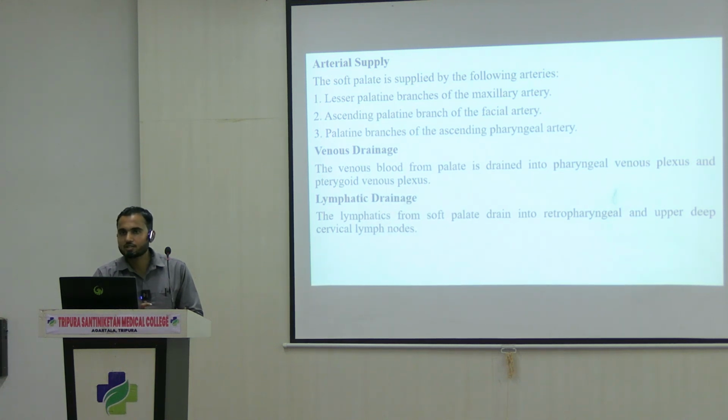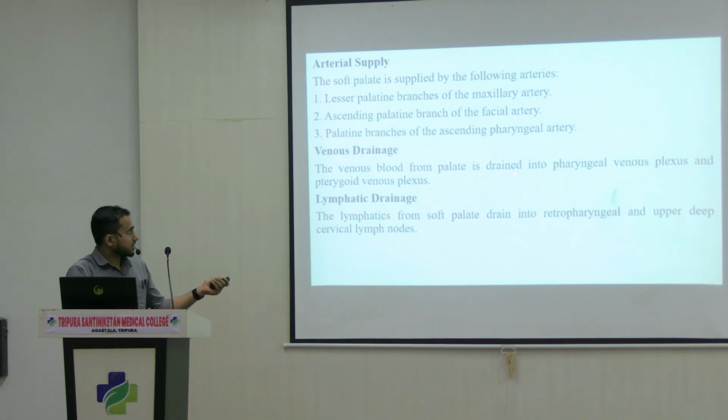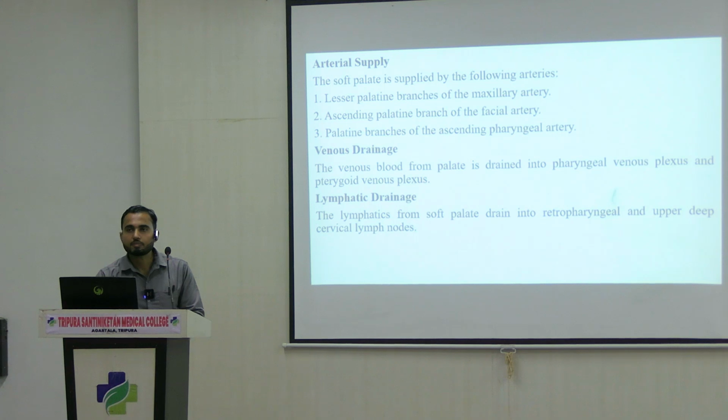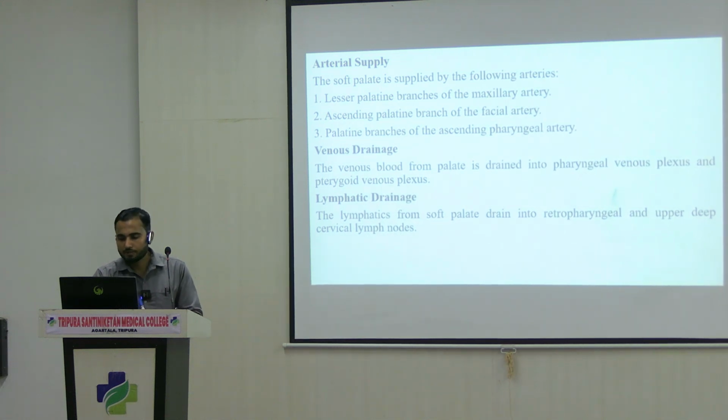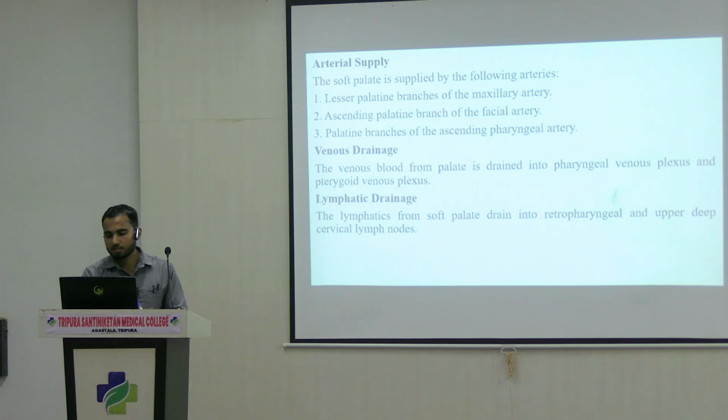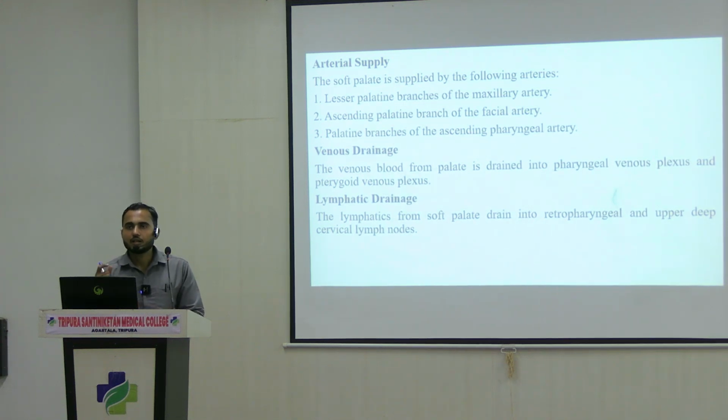Next, in venous drainage, where will the blood be drained? It is drained into the pharyngeal venous plexus and the pterygoid venous plexus. From the pterygoid venous plexus, the maxillary vein is formed, and from the pharyngeal venous plexus, it drains into the internal jugular vein. And if you see the lymphatics, the retropharyngeal and deep cervical lymph nodes are the lymph nodes which drain the lymph from the soft palate.